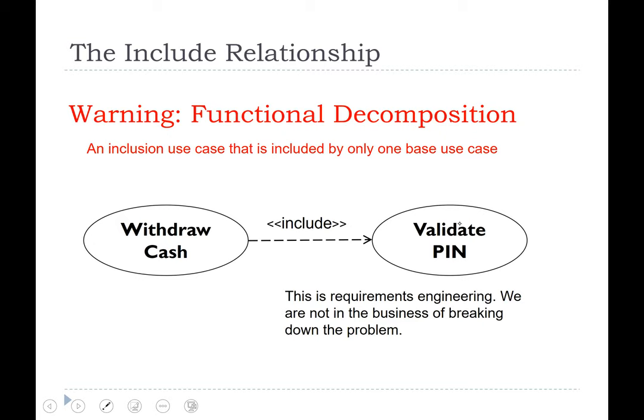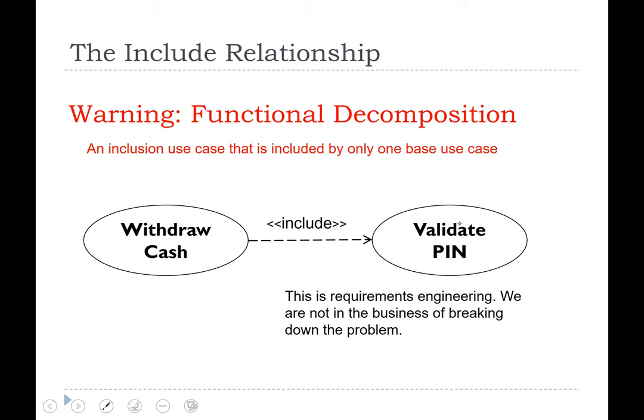So that I end up creating an artificial use case called validate pin, and I put in the include relationship there. Okay. Now, imagine this. Imagine I have a very, very primitive ATM machine that does actually one thing and one thing only, unlike the ATM machines that exist nowadays.